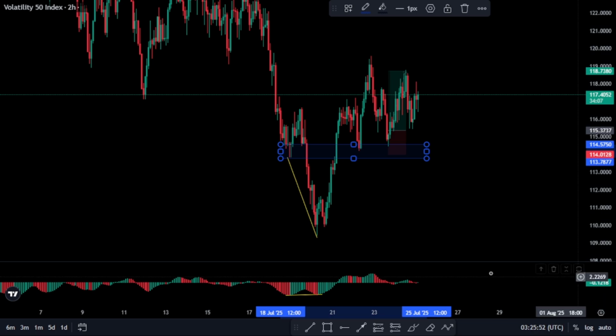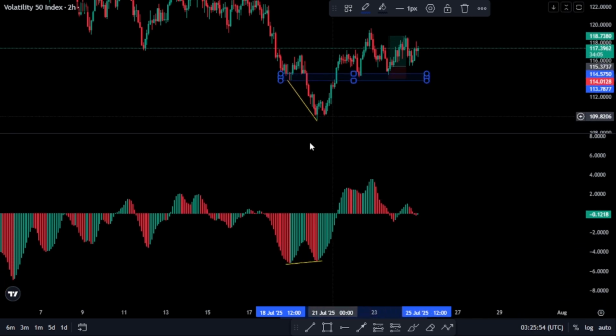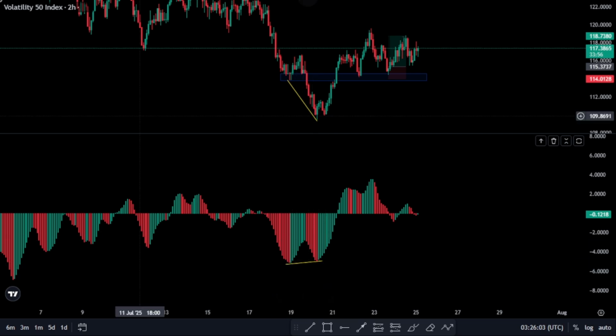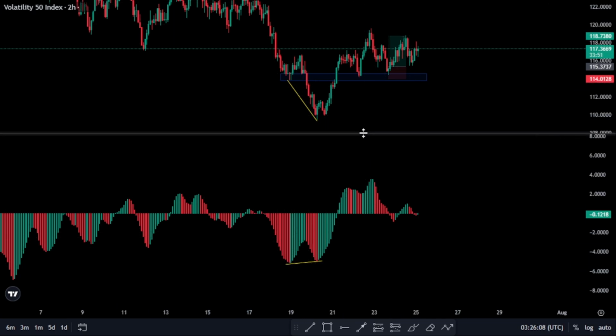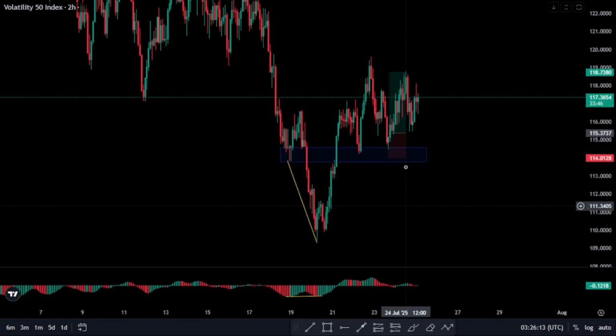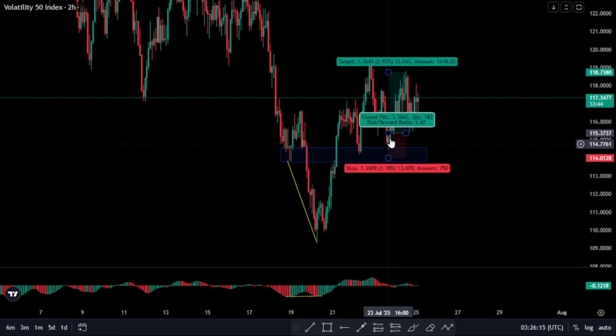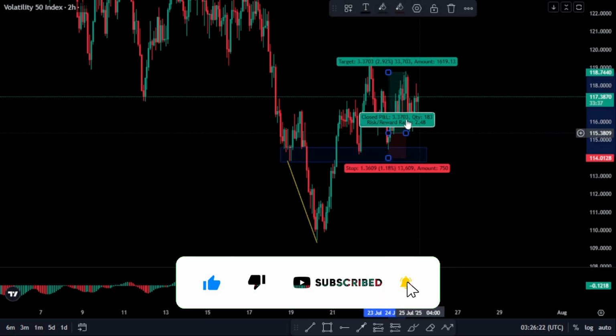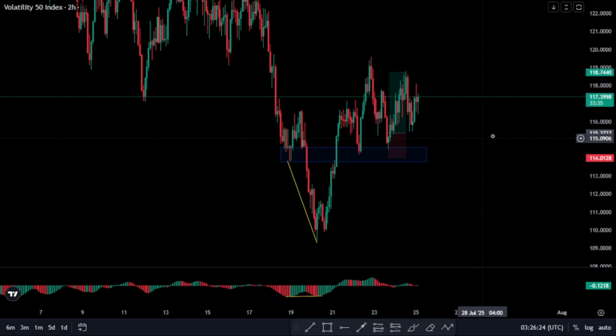Then you can see something here. I normally like using the awesome oscillator for added confluence. You can see here, as the market was giving us lower lows, the awesome oscillator was giving us higher lows. So we have our divergence over there, which is actually another confirmation for us. Then we just wait for the market to come to this level. Once it taps this zone, we find our entry, and then we just hold the trade to the upside, and you can see this one played out around 3%.